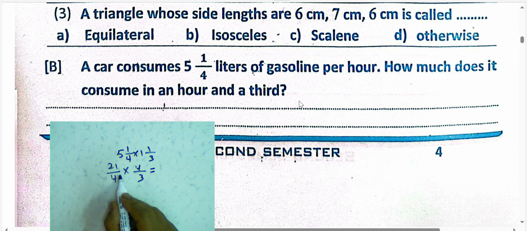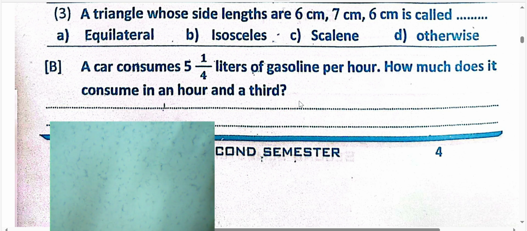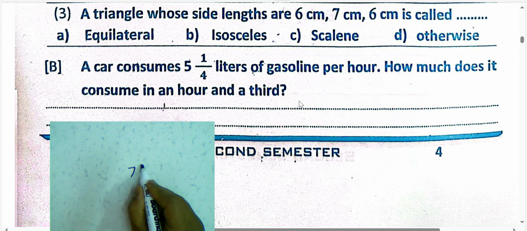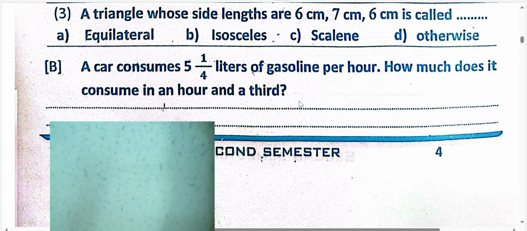Then 5 over 1 times 4 over 3 is 20 over 3. Simplify, 4 divided by 4 is 1, and 3 divided by 3 is 1, and 21 divided by 3 equals 7. Then the result will be 7 over 1, equal to 7. Okay, then it consumes 7 liters in 1 hour and a third. Okay, 7 liters. The result will be 7 liters. Next question.